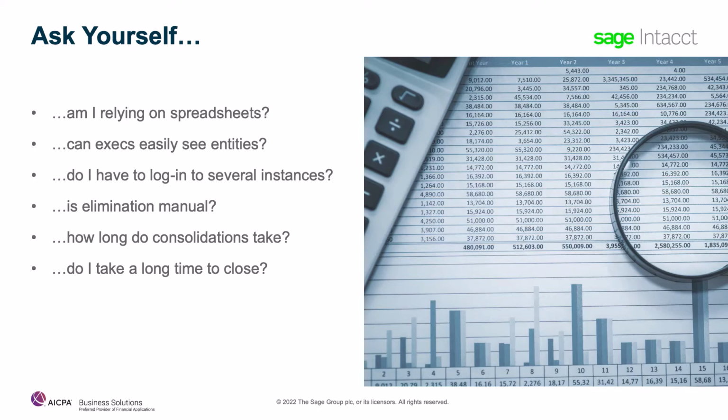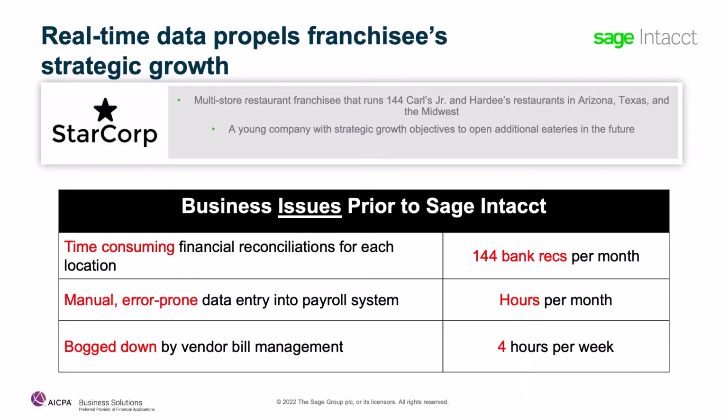And I'm happy to tell you that Sage Intacct delivers up to 80% faster closes and reduces consolidation times by as much as 99%. That may sound extreme, but these are real results we've seen from our customers. So here's a real-life example of a former QuickBooks user who switched to Sage Intacct.